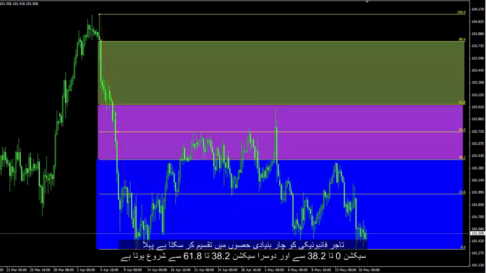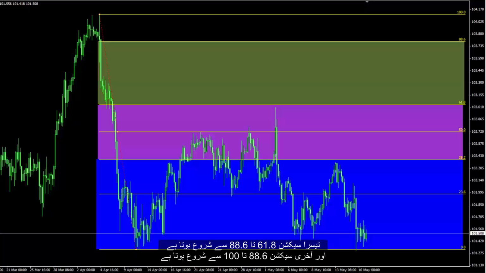A trader can divide Fibonacci into four main parts. First section from 0 to 38.2. Second part from 38.2 to 61.8. Third one from 61.8 to 88.6. And the last one is from 88.6 to 100.